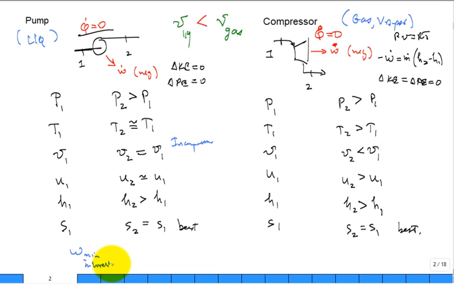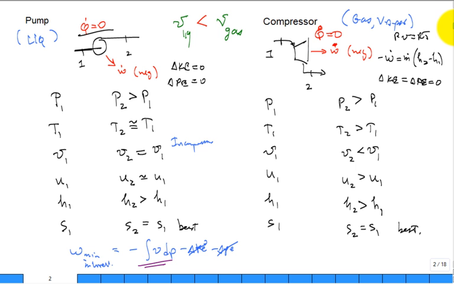Why do I put a lowercase w? Because it's the minimum work per unit mass of the fluid flowing through. It's the minimum kilojoules per kilogram of the mass flowing through, equal to the negative integral of V dP, and we had negative change in kinetic energy, but we just talked about why that's equal to 0, and negative change in potential energy, we just talked about that's 0. So really, this is the term that explains it. And that equation applies for both the pump and the compressor, does it not?